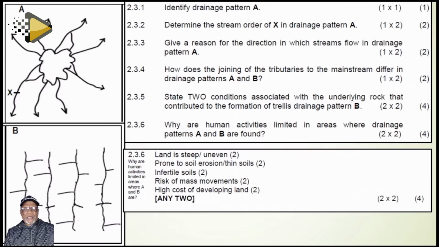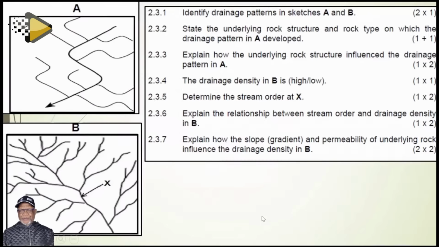So they are not easily habitable. The land is steeper, it's prone to soil erosion, the soil is infertile, there's a risk of mass movement, and a high cost of developing. It's not easy to develop there. So there are a number of reasons that we can give why this is not easily habitable.